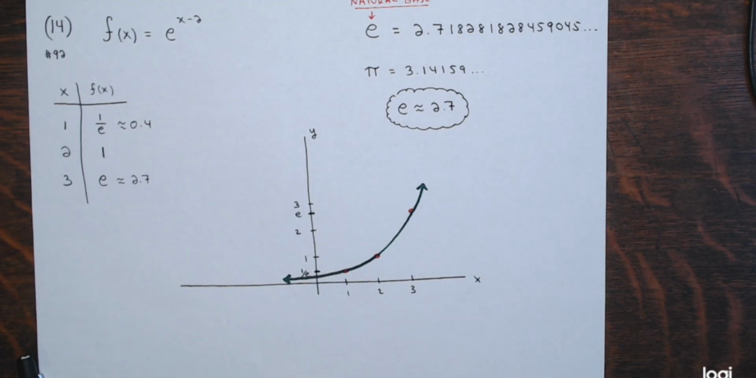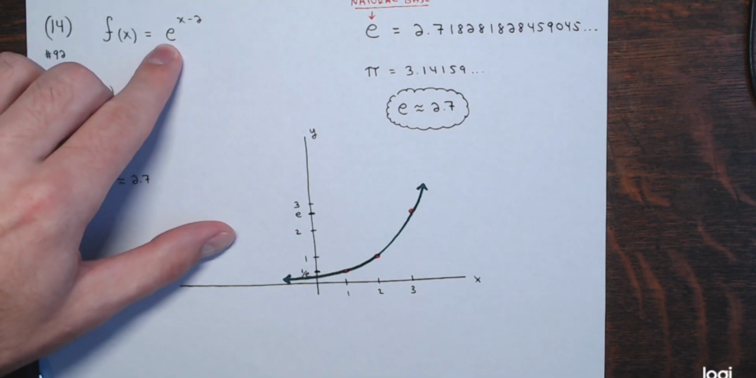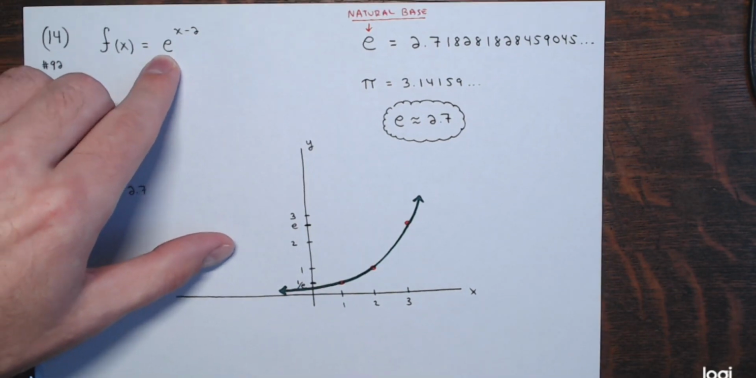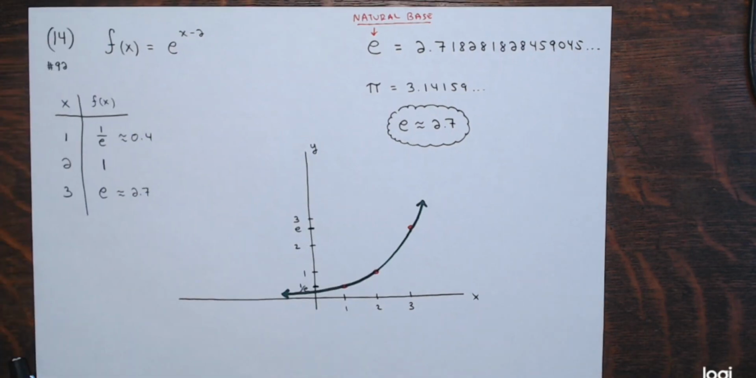Wonderful. Again, the key thing to take away from this page is this number e. You're going to see it a lot, especially if you go into a calculus course. e is 2.7-ish, about 2.7. Please know that.